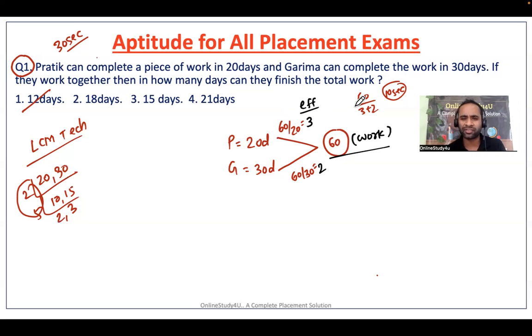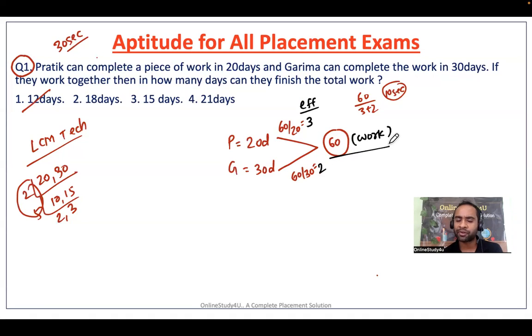So what are all these terms? It is quite confusing, don't worry. See, first thing, you took the LCM, and the LCM becomes your work. Then we did 60 divided by 20, which is 3, and 60 divided by 30, which is 2. So what are this 3 and 2? Efficiency. Now what is efficiency? The meaning of efficiency is that Pratik can complete 3 work in a day, and Garima can complete 2 work in a day.